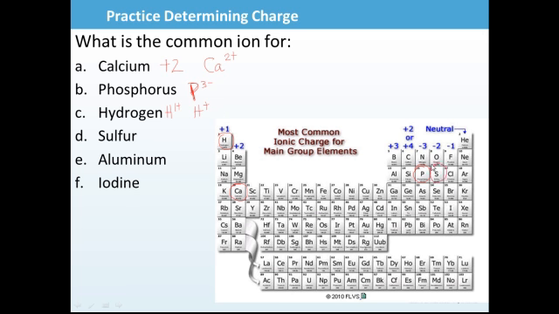Sulfur is over here on the right side of the periodic table. We look up at the top and it has a -2 charge. So we see sulfur with a 2-. Aluminum is in the same period as phosphorus and sulfur. We look up at the top and we see aluminum, which is Al, and that has a 3+ charge. Iodine is way over here in group 7. It's a halogen, and all the halogens form a -1 charge. Once again, when you have the 1-, you don't have to actually write 1-. You can just write the negative sign.